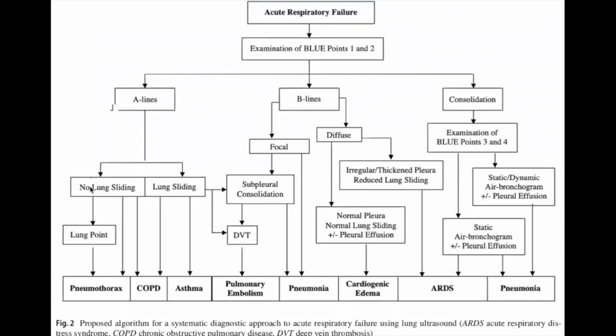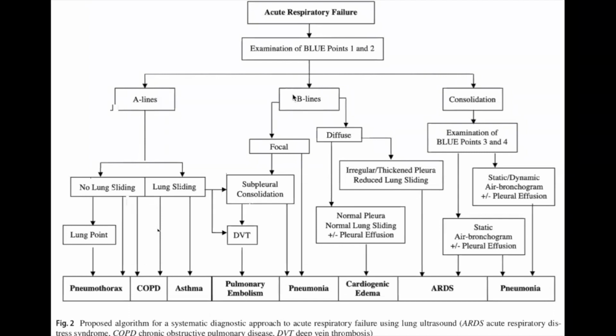With no lung sliding, with a lung point, we would diagnose pneumothorax. No lung sliding could represent pneumothorax or COPD. If we were to see lung sliding, it could be COPD or asthma. Lung sliding in the context of a DVT would suggest pulmonary embolism. Lung sliding with the context of a subpleural consolidation with DVT would suggest PE with a pulmonary infarct.